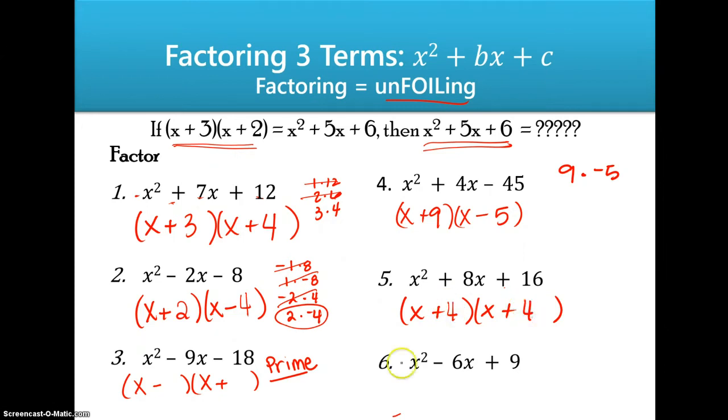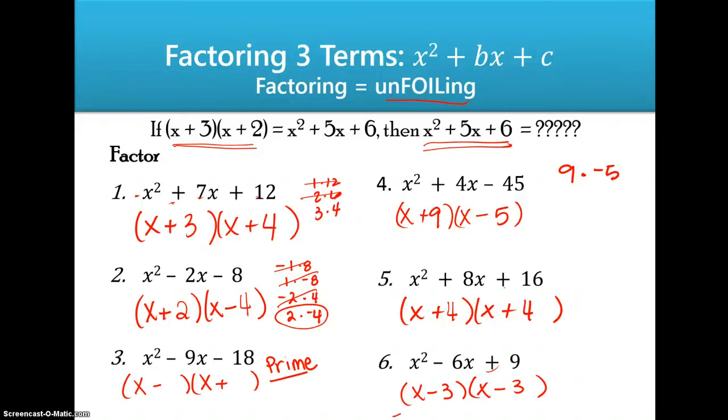And last on this slide, I've got x minus and x minus. Well, let's talk about those signs. Last term is positive, which means they're the same. Middle term is negative, which means they're both negative. So what multiplies to positive 9 adds to negative 6? The answer is negative 3 and negative 3. Here are 6 examples of factoring 3 terms when the leading coefficient is 1.